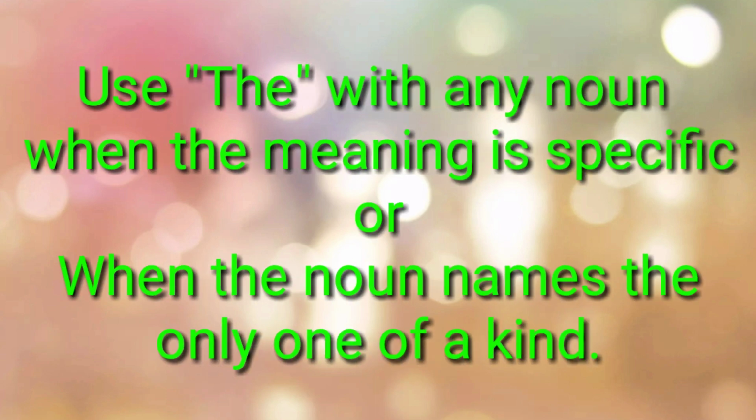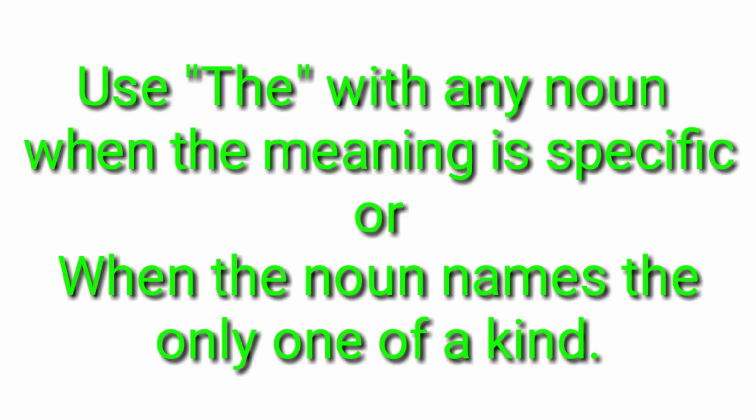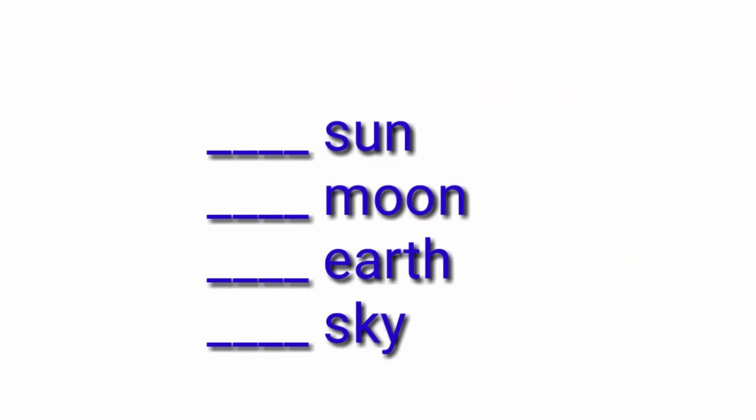Now the last and fifth step is the introduction of article the. Use the with any noun when the meaning is specific, when the noun names the only one of a kind. For example, sun, moon, earth, sky. All these nouns are very unique ones. So we should use article the before it.